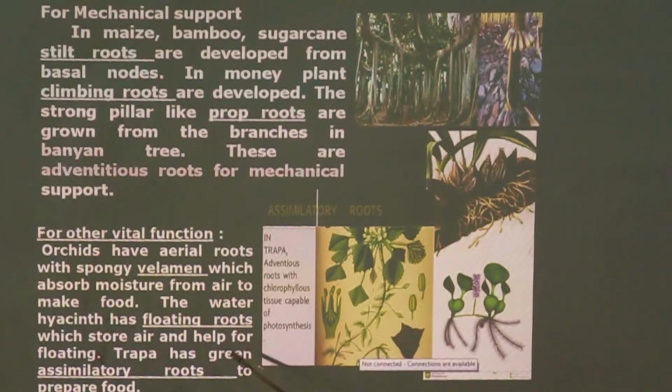Trapa has green assimilatory roots that help to prepare food. This is a trapa plant, and here the roots are developed. These are called assimilatory roots. Assimilate means to prepare food.